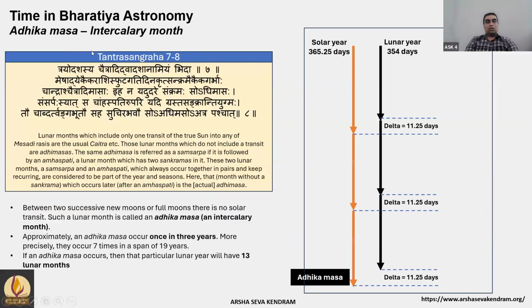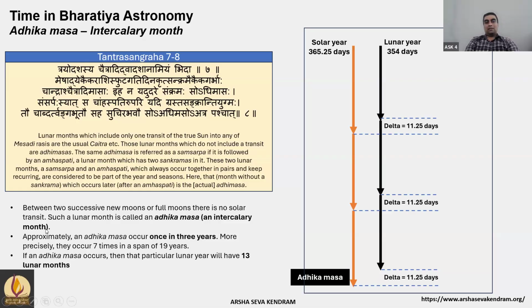Shukla Pakshe. So now you can see that the solar year, we saw, was 365.25 days, whereas the lunar year is only 354 days. So it always keeps falling behind by 11.25 days every year, so to speak. And by the end of the third year, you have to compensate 1 full month, which is why we have what is called the Adhika Masa, which brings the solar year and the lunar year back to the same starting point, and then this just keeps repeating.